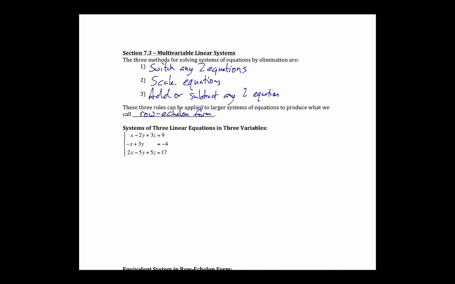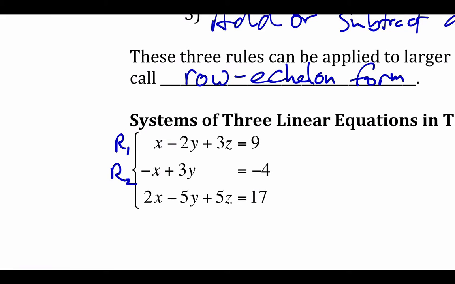So we got three linear equations with three variables. The first thing we're going to do is identify each of these equations by a name. So this top one, I'm going to say that's called row 1, R with the subscript of 1. Second, we're going to do R sub 2. Let me zoom in. Third one, we'll do R sub 3. So our goal is to slowly pick away at these equations.